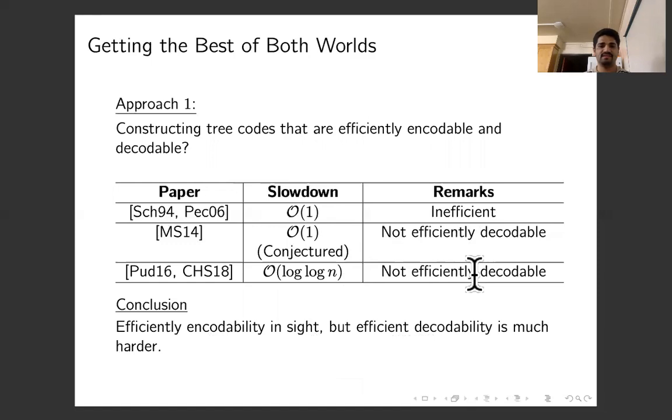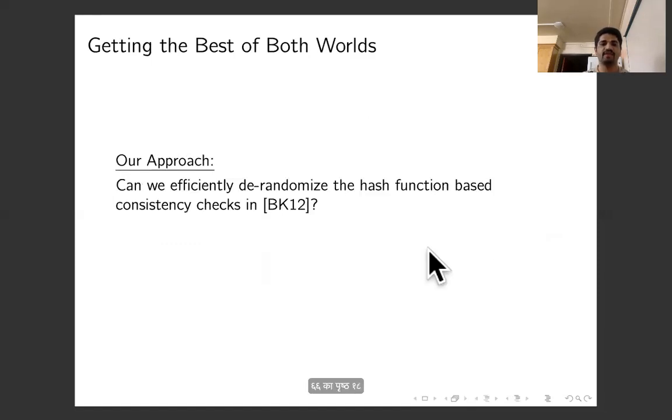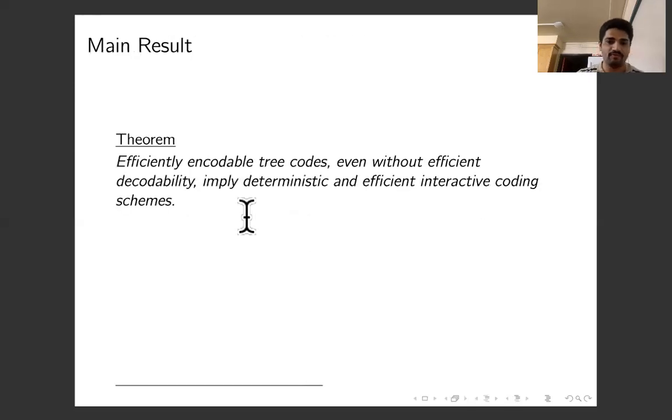So our paper takes the other approach. Our paper takes the approach of de-randomizing the hash function based consistency checks in schemes like BK12. And can we do this? Well, we can do this. And our main result shows that yes. Formally, it says that if you have a tree code that is efficiently encodable, it may not be efficiently decodable, but such a tree code is enough to replace the hash functions in BK12 and get a deterministic interactive coding scheme that is also efficient.